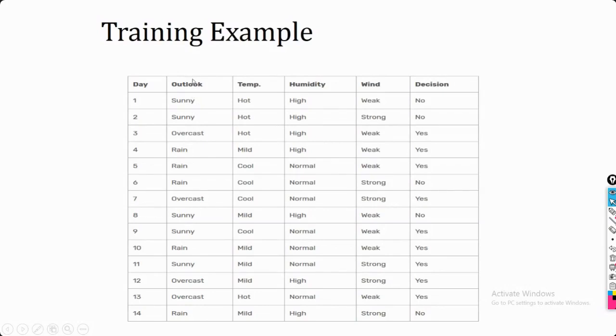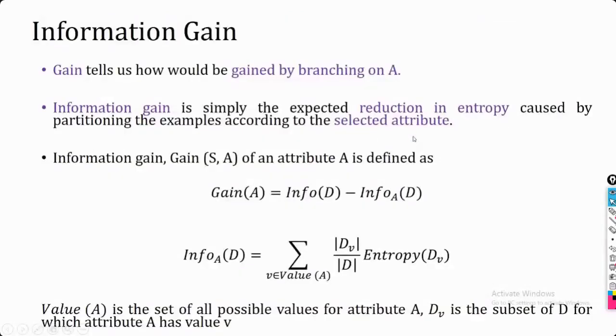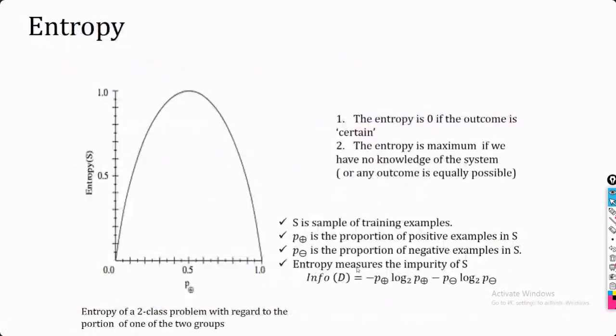Along with that we also consider, suppose I am considering sunny, out of this total sunny, how many have the positive class and how many have the negative class. This way we calculate the entropy for a particular attribute for a given data set. As I said, when you have a more pure division, the entropy is going to be minimum, and when it is an impure division, the entropy is going to be the highest.